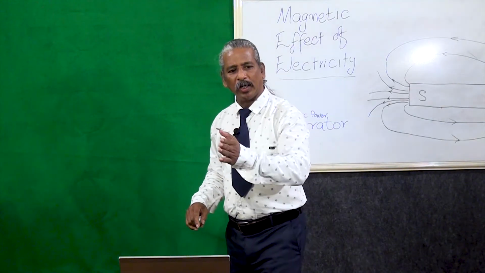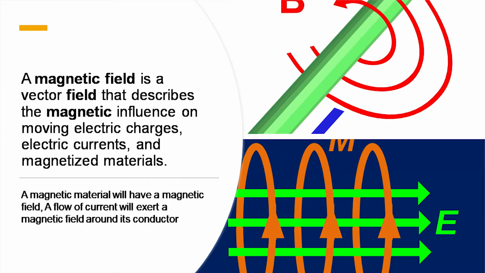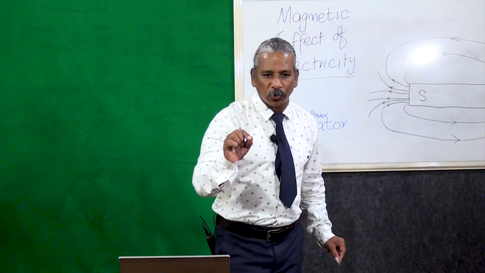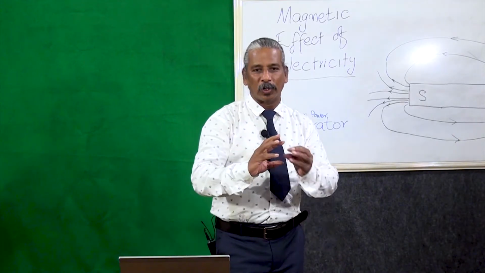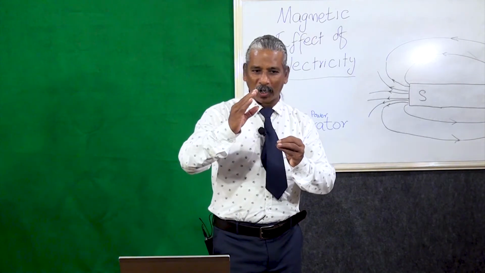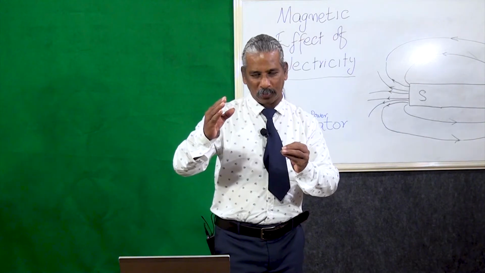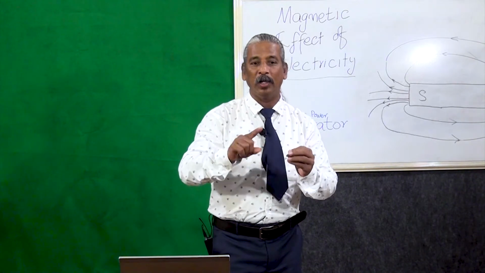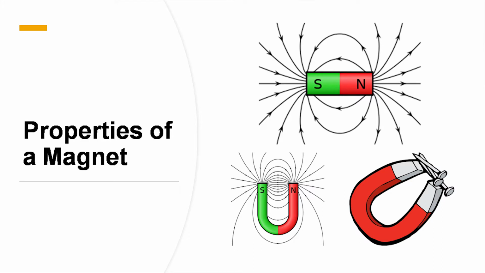A magnetic field is a vector field that describes a magnetic influence on moving electric charges, electric currents, and magnetized materials. Thus, we understood that a magnet, when subjected to a field of electric current, can cause a movement. Kinesis, we call it. It can produce movements. Power produces movement. And at the same time, a movement, if done in a proper field, can also induce energy.